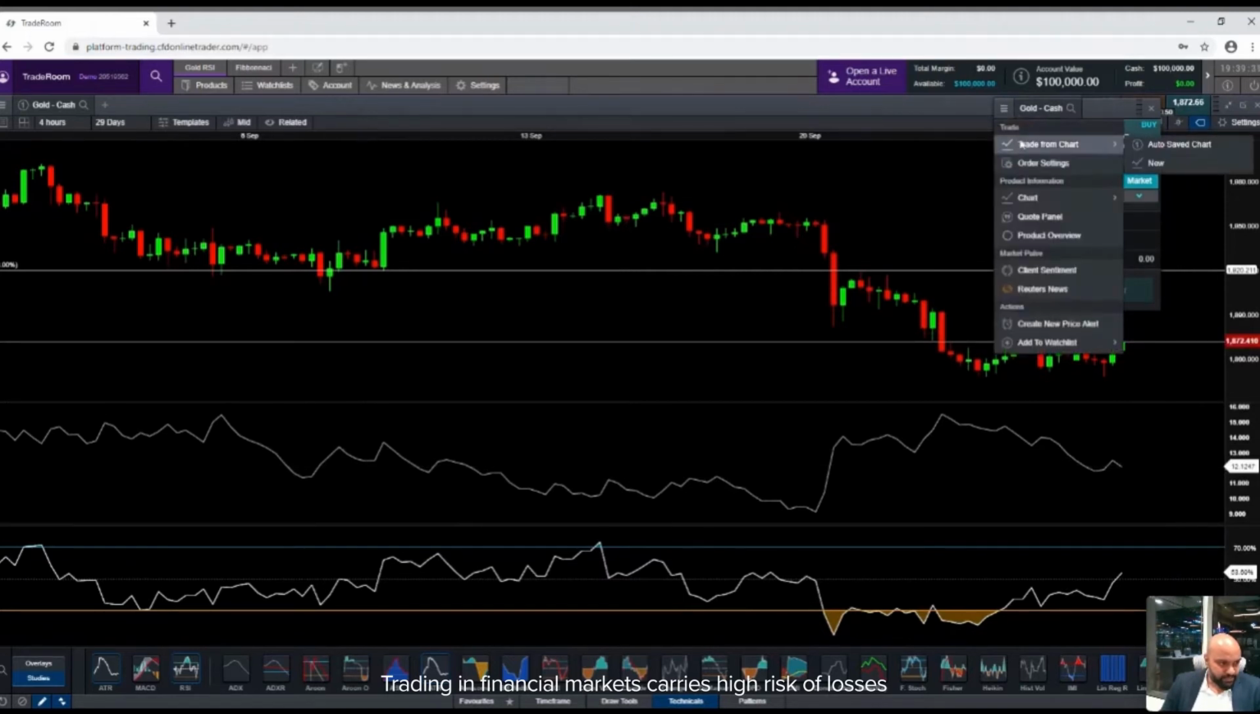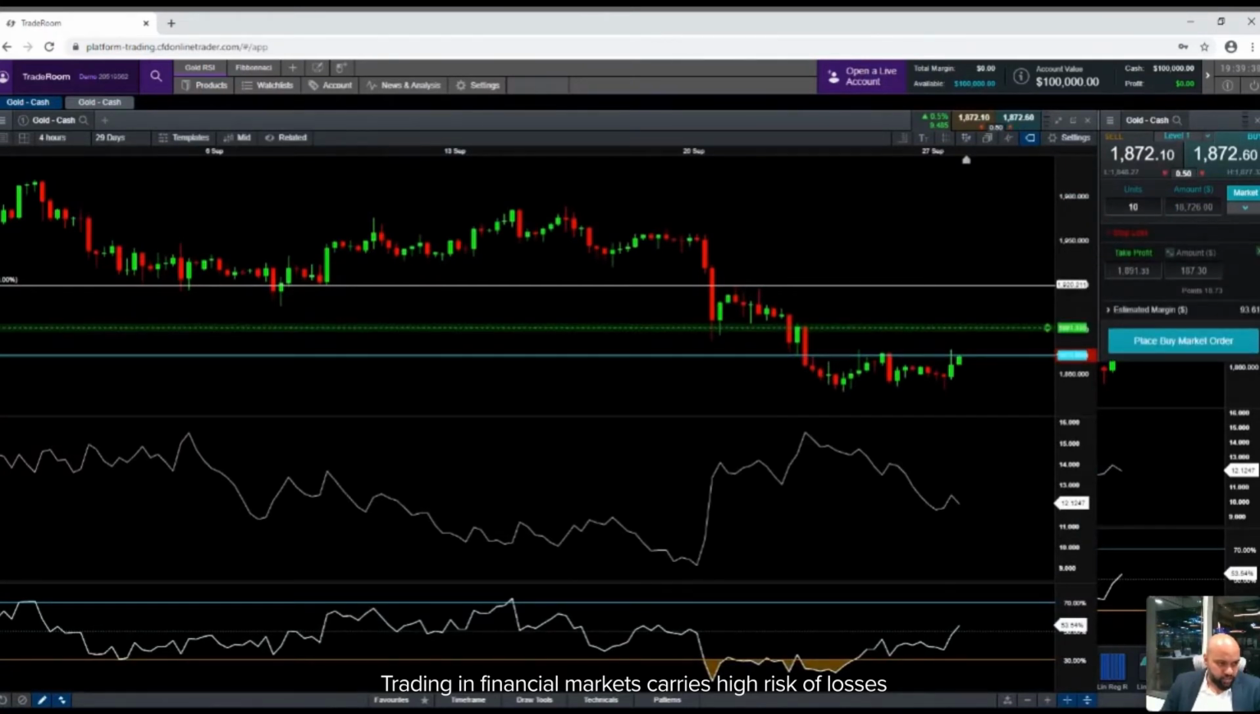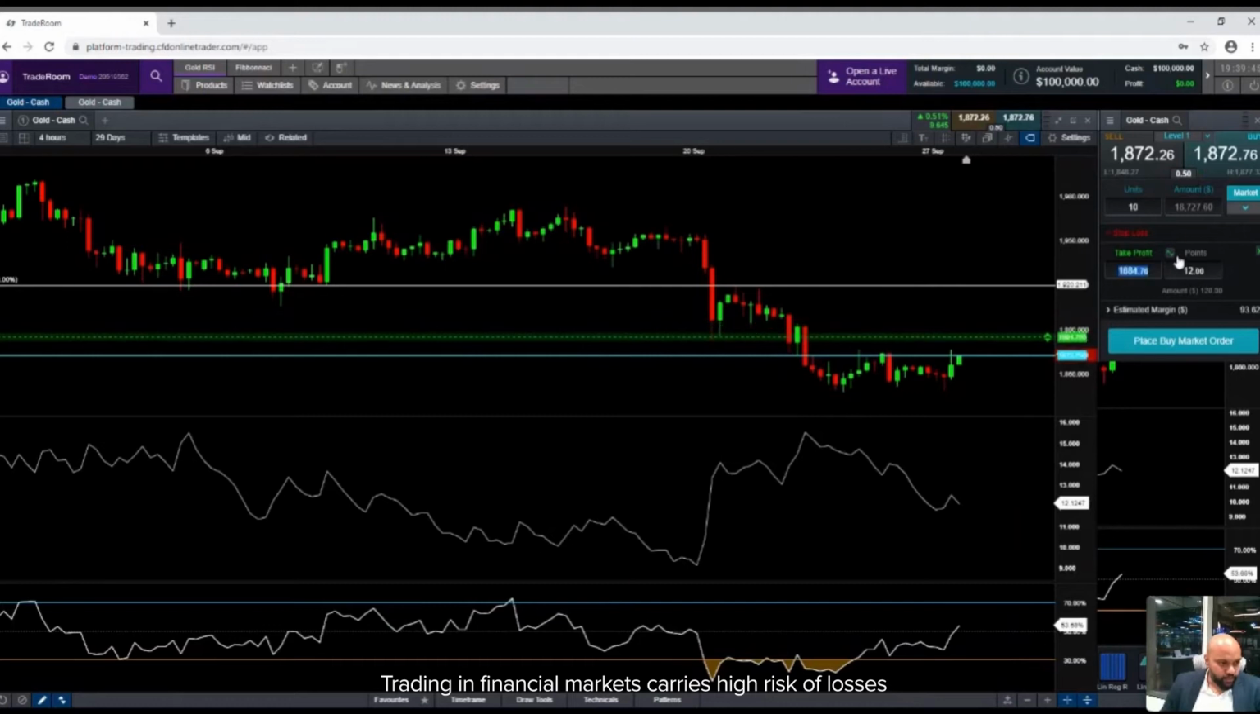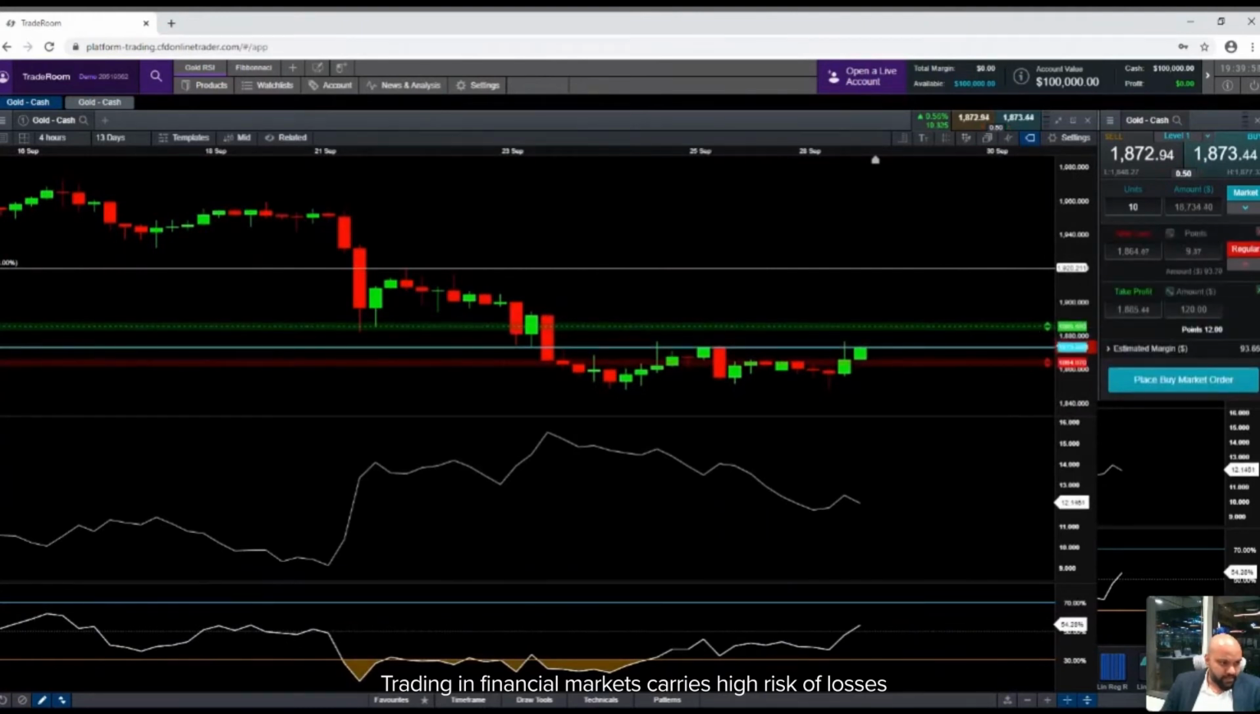Let's take an example of buying gold at current price. I'm just going to do 10 units, which is about $18,000. I can always set my take profit of $12 on the higher end. So I can expect gold to move up by $12. At the same time, you always keep a stop loss of $6 on the lower end, right?